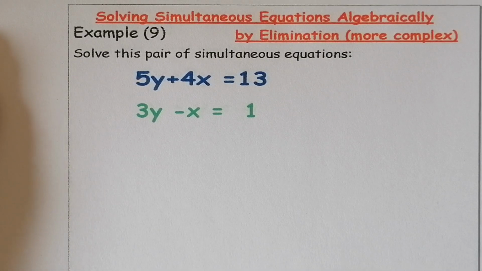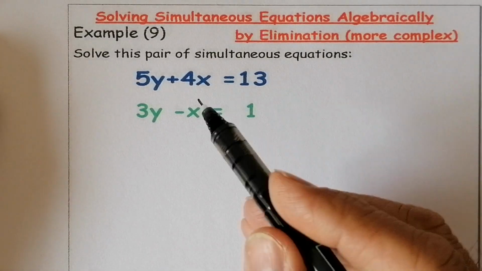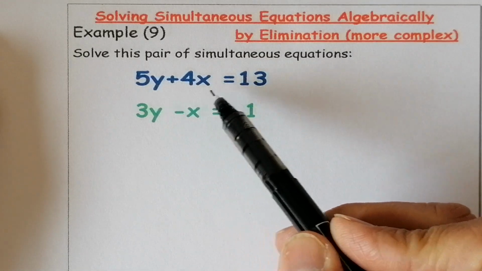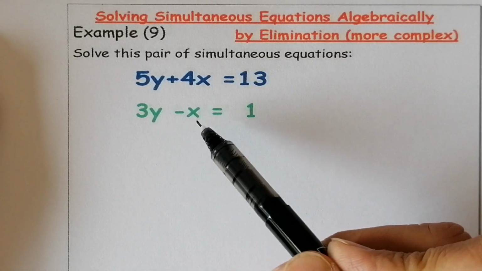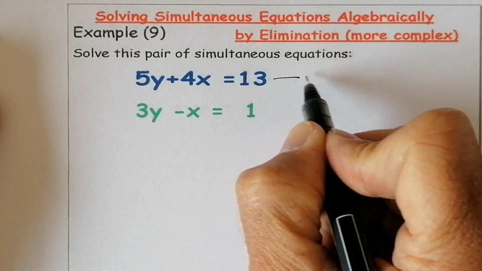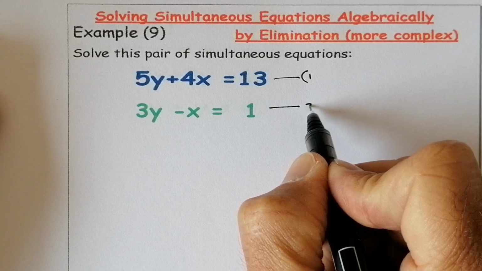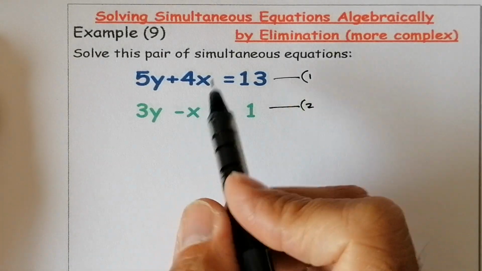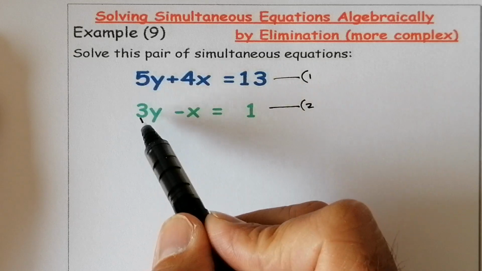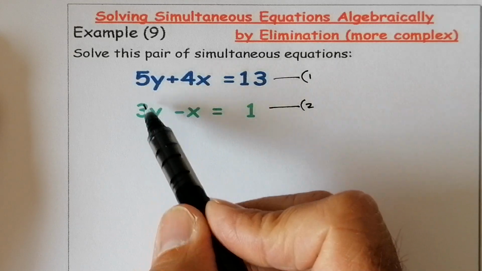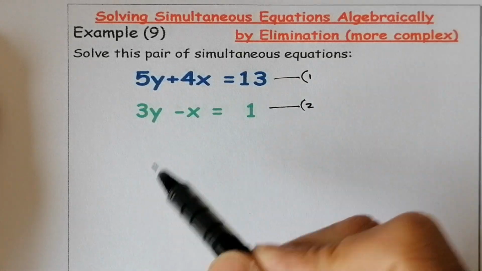Here we go. Right, so the first question is, we're going to solve this pair of simultaneous equations. We've got 5y plus 4x equals 13, and 3y take away x is equal to 1. So let's go ahead and do that. Equation number 1 here and equation number 2, just labelling them up for reference, okay? So what I need to do is to get one of these variables with a number in front, the coefficient, to be the same, but one negative, one positive.